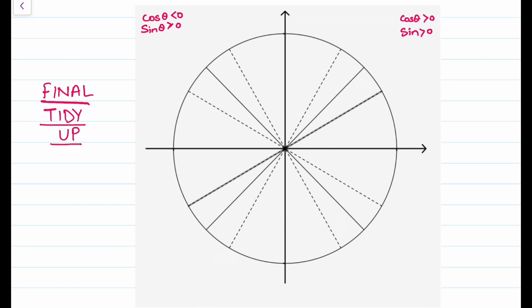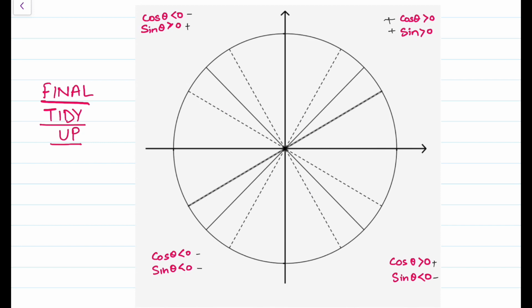In the third quadrant we have both the values negative. Both sine theta and cos theta are negative, whereas in the fourth quadrant we have cos theta positive and sine theta negative. So here it's both positive, here cos is negative and sine is positive, here both negative, and here cos is positive and sine is negative. That's the first thing we have done.